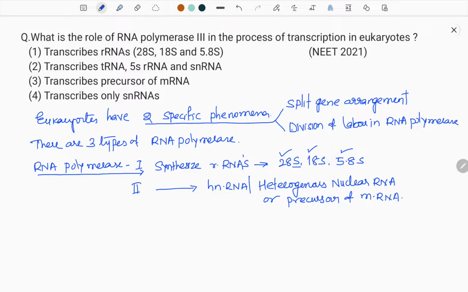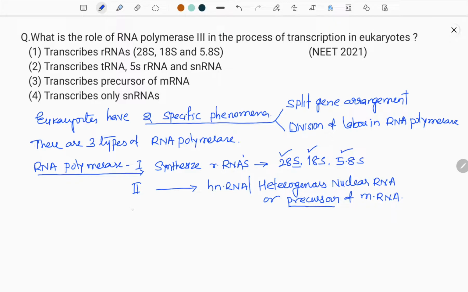We have the term precursor somewhere else too, for example, what is the precursor of auxins? Auxin precursor is tryptophan and zinc. Tryptophan is an essential amino acid and zinc is required for the synthesis of tryptophan. So tryptophan and zinc are both precursors of the auxins. Similarly, the precursor of mRNA is hnRNA. This hnRNA is formed by RNA polymerase 2.